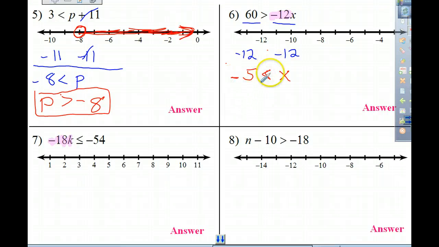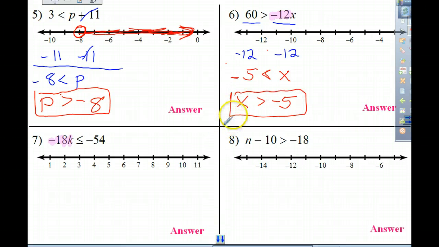Yeah, negative 5 is less than all our answers, but we usually like writing it this way. Our answers are all bigger than negative 5. It means the same thing, but we generally like to write it this way. Negative 5 less than our answers, or our answers are bigger than negative 5, same thing.